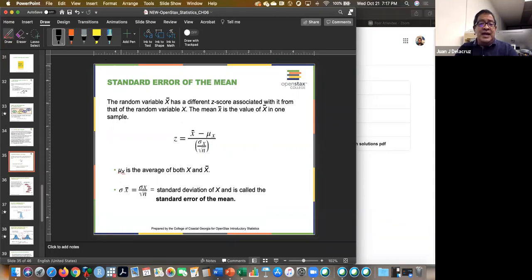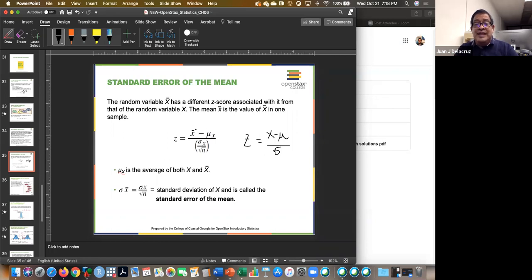So remember, when we have our z-score, what we did is subtract the population mean from the random variable and divide it by the standard deviation. Now we can also apply the z-score for samples, and once again, the sample is big enough that we can use the assumption of the normal distribution.